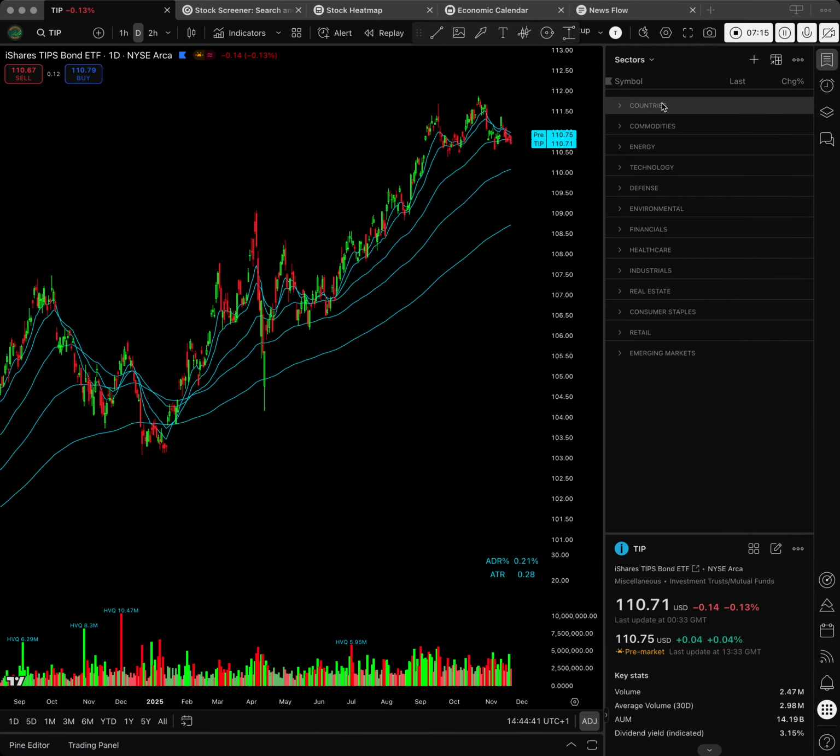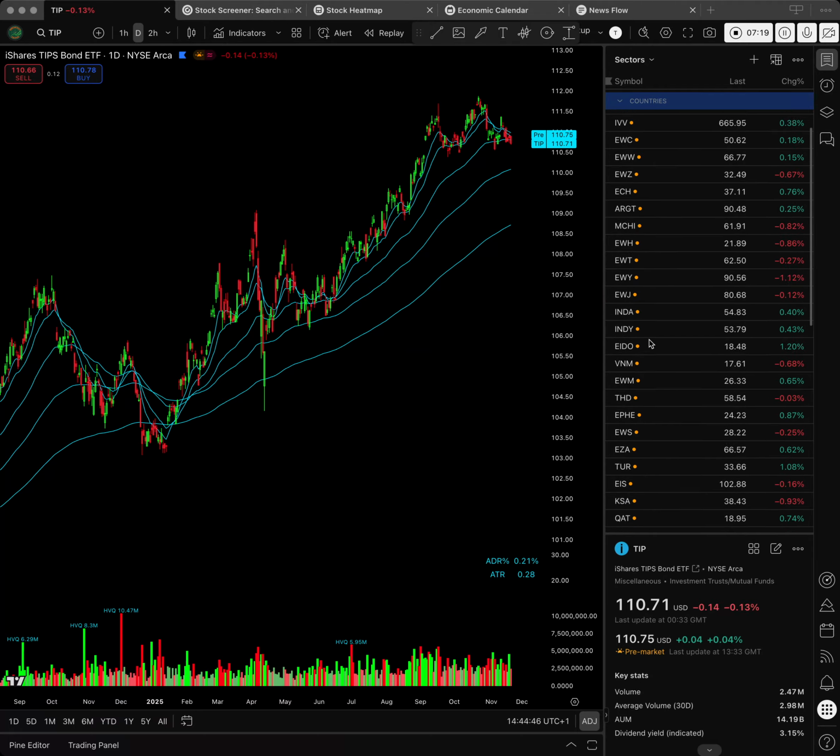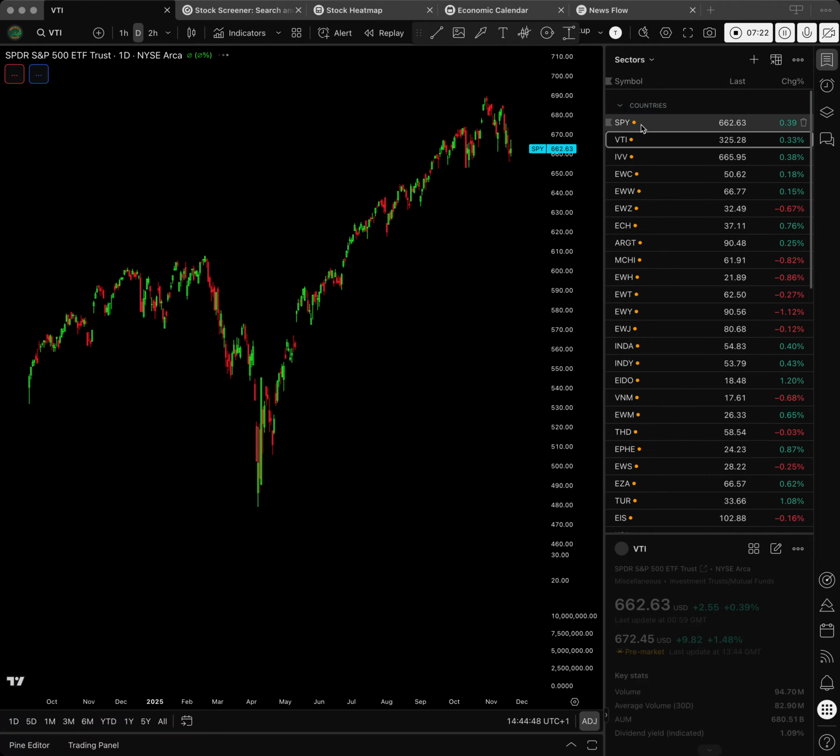So of course I have the sectors here. I got them all. Here you have countries. So you have all the countries you can think of pretty much that are significant.